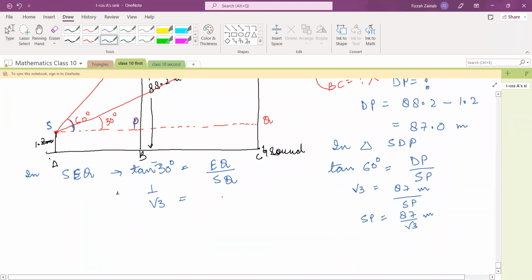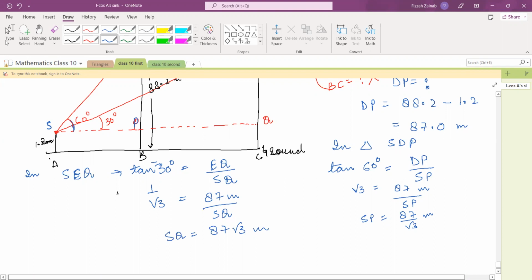And EQ is again the same 87 meters, right? Can everybody see in the figure? EQ is also 87 meters. SQ I want to find. So SQ from here will be 87 multiplied by under root 3 meters. Is that okay?